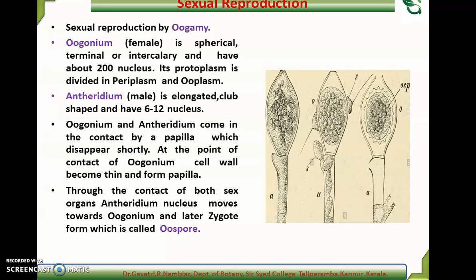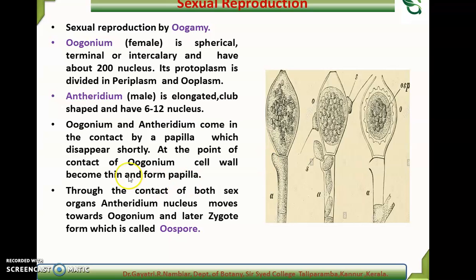Oogonium and antheridium come in contact by a papilla which disappears shortly. At the point of contact, the oogonium cell wall becomes thin and forms a papilla. Through the contact of both sex organs, the antheridium nucleus moves towards the oogonium, and later a zygote forms, which is called oospore.